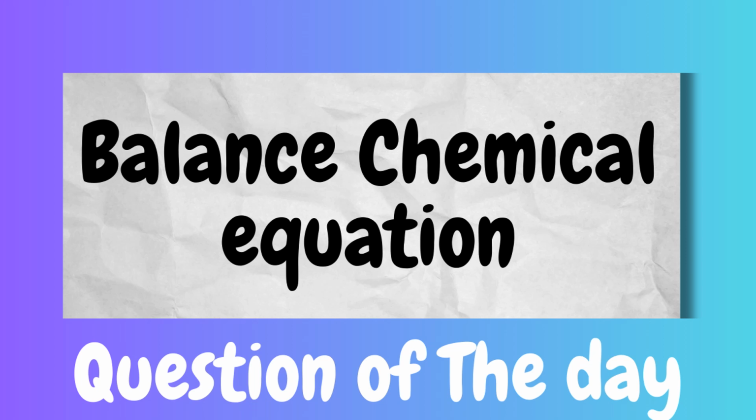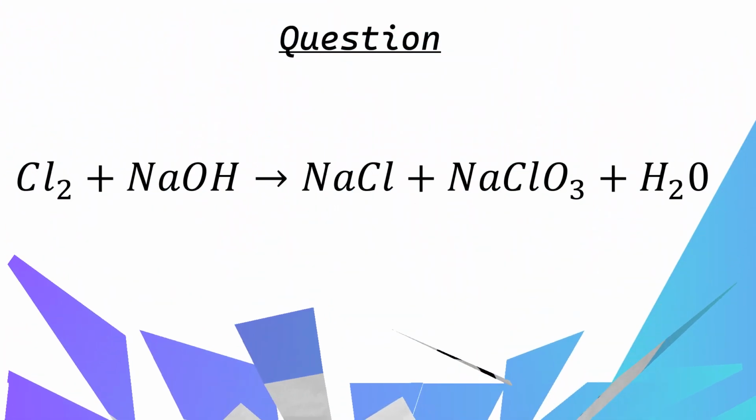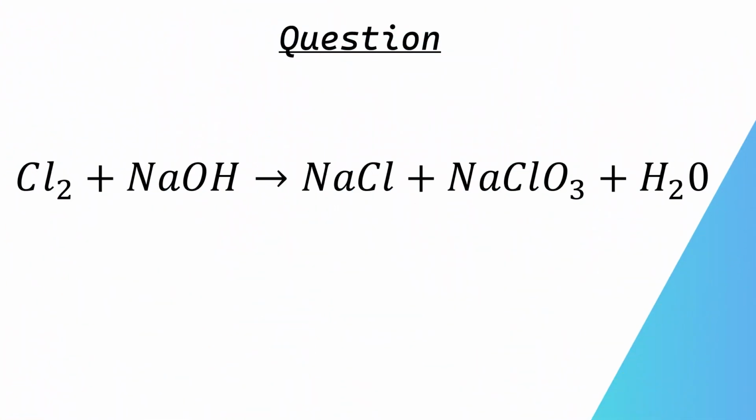Without wasting much time, let's take a look at the chemical equation. Cl2 plus NaOH going into NaCl plus NaClO3 plus H2O. How do we balance this chemical equation? You can pause the video and balance the chemical equation, and you later watch to clarify your answer.